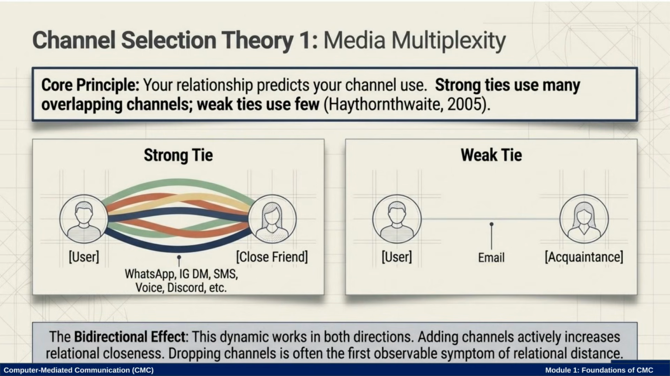Here's something even more useful: the bidirectional effect. This dynamic works in both directions. Adding channels actively increases relational closeness. The more ways you connect, the closer you become. And dropping channels is often the first observable symptom of relational distance.